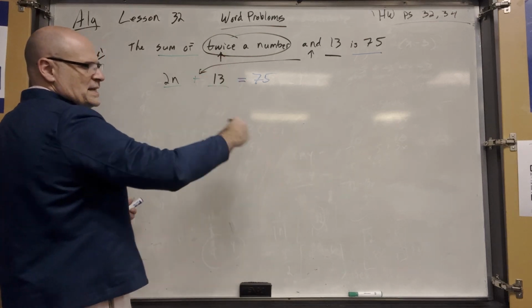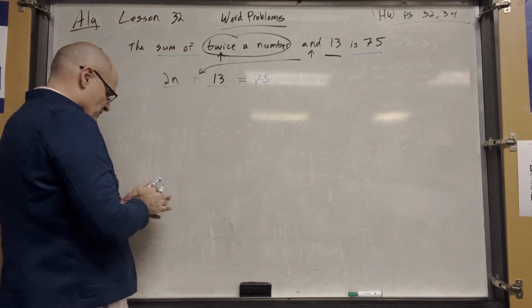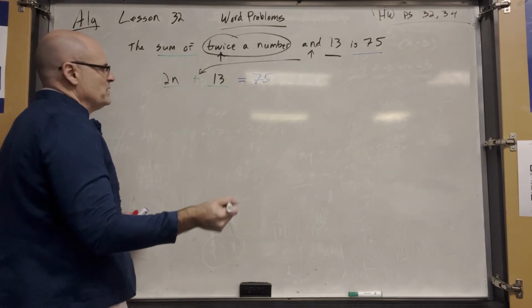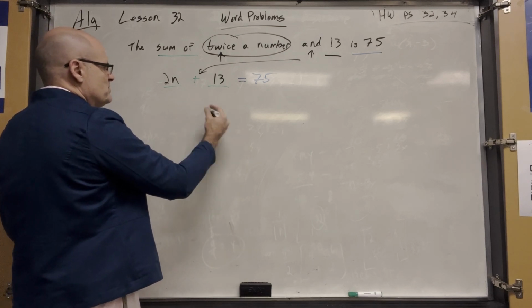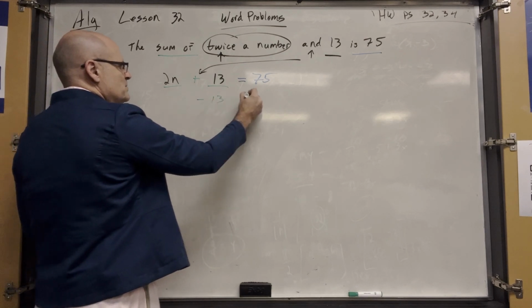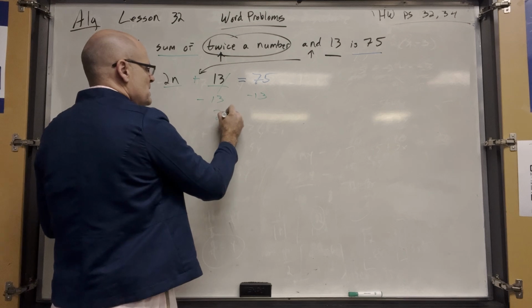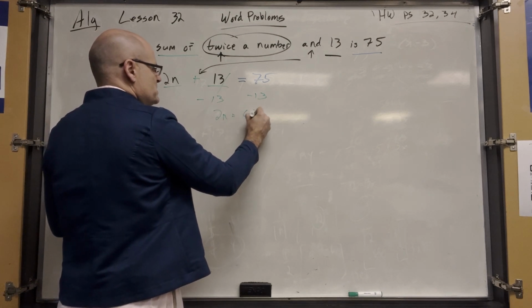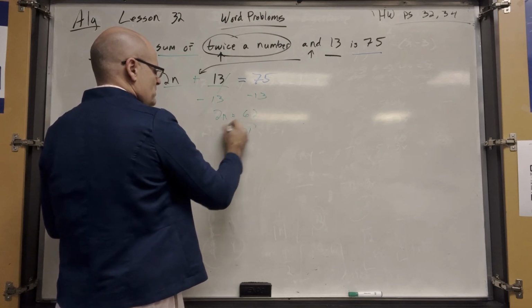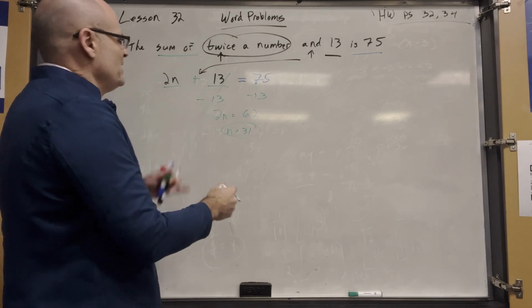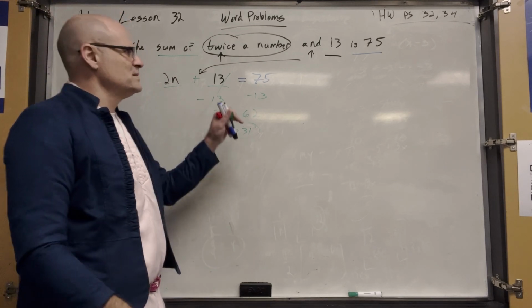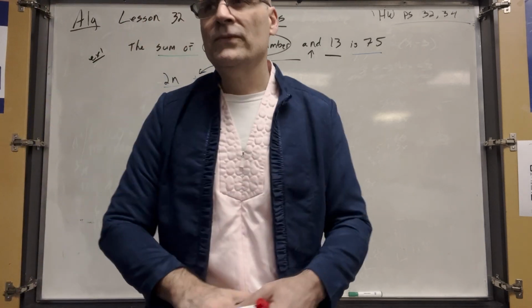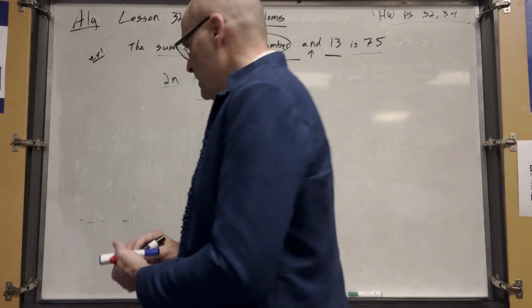We're actually starting at step 3, the green step, because we don't have variables on either side, or you just have variables on one side, so get rid of the constant on the variable side. So 2n equals 62, n equals 31. So twice the number and 13. So 62 plus 13 is 75, that works. Okay, there's example 1. Let's do example 2.